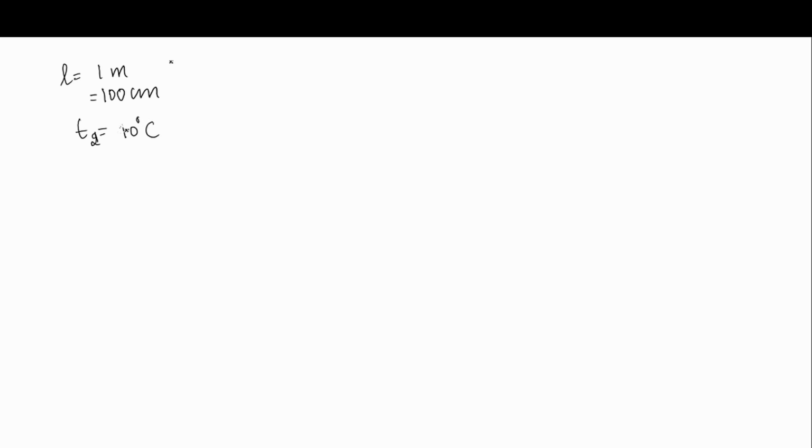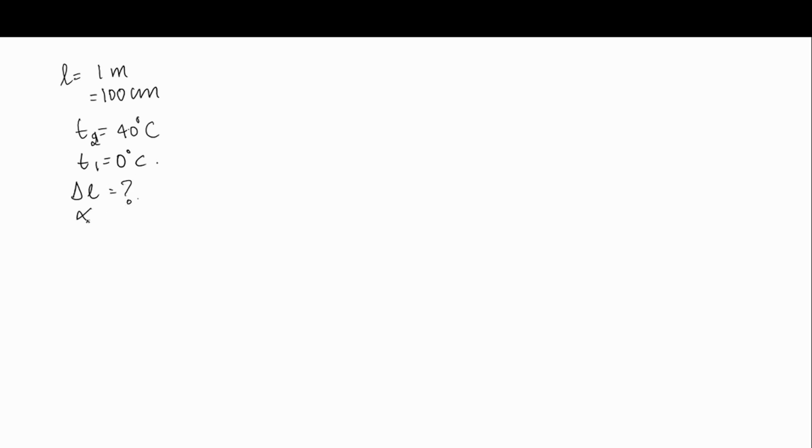The steel rod is measured by a brass scale, which is correct at 0 degrees. So T1 here is 0 degrees Celsius. We need to find the correct length. First we'll find delta L and we'll subtract it from 100 centimeters.